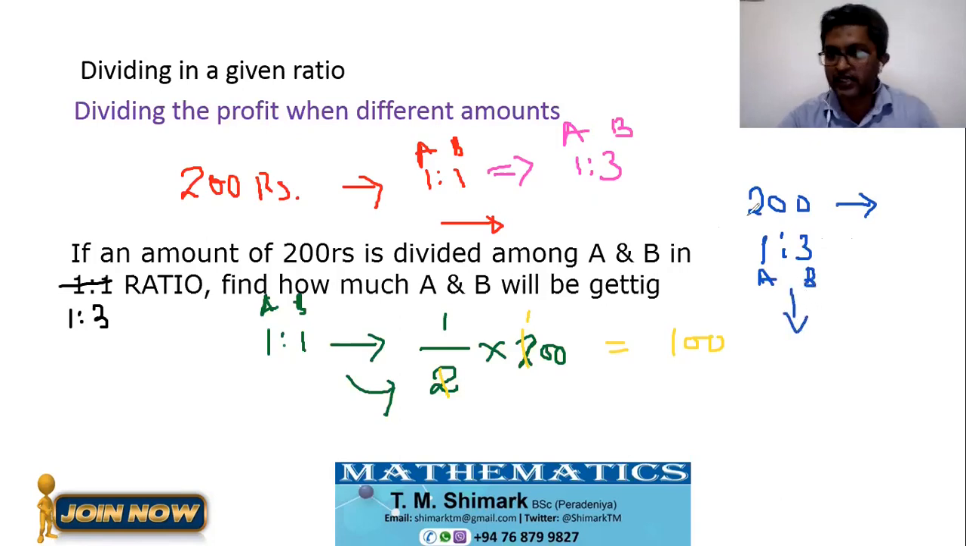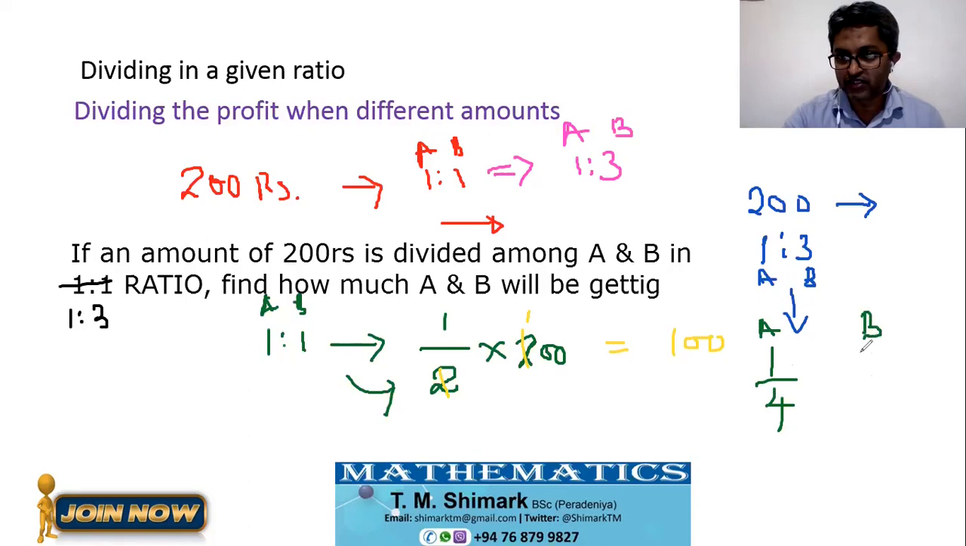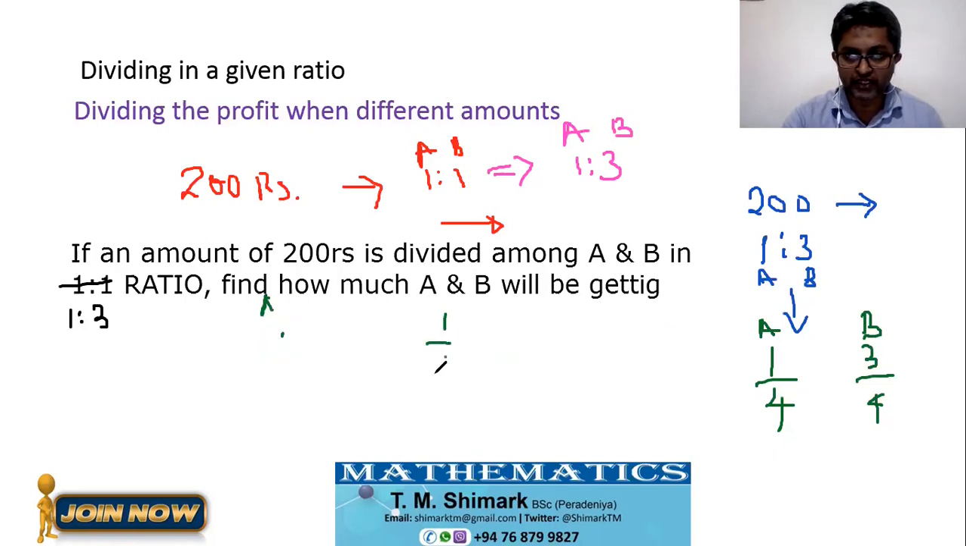If you want to find it, I said convert the ratio into a fraction, right? A will be getting how much in fractions? 1/4. How did you get 4? 1 plus 3 is 4. Yes, A is getting 1/4 and B is getting 3/4. So out of 200, A will be getting 1/4, and that is the 200 rupees divided among them.